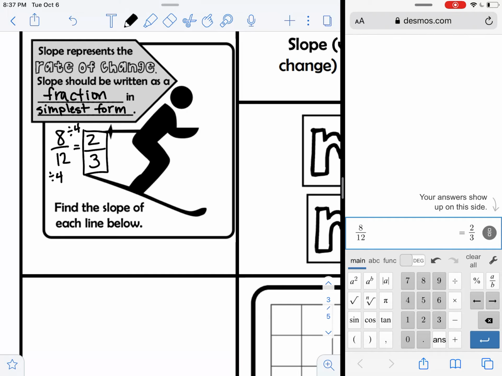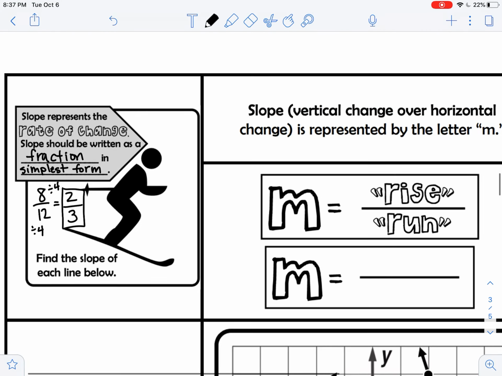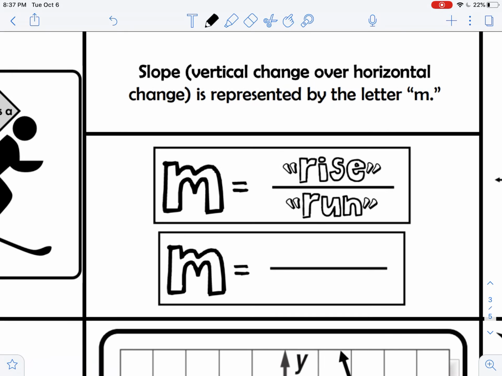So we're going to be doing that as well with our slope today, and using the idea of that map as we find the slope. Okay. Now, slope is the vertical change over the horizontal change. It's represented by the letter M. So we have this way to remember it. We have our M is equal to rise over run.